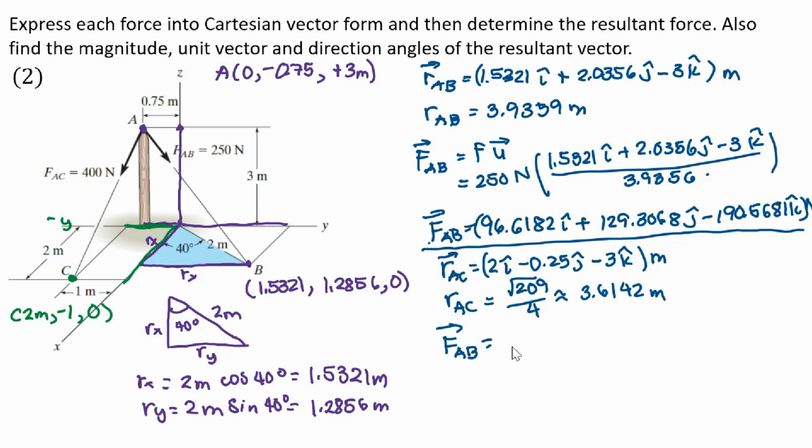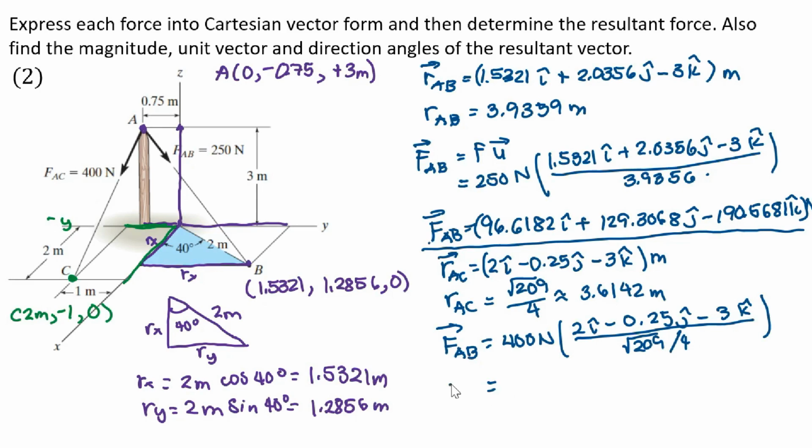So to find force AC, again, we will just multiply the magnitude to its unit vector. The magnitude of this is 400 Newton times its unit vector, so that is 2i minus 0.25j minus 3k divided by the square root of 209 over 4. Okay, so this is force AC. Now, 400 times 2 over the square root of 209 over 4.